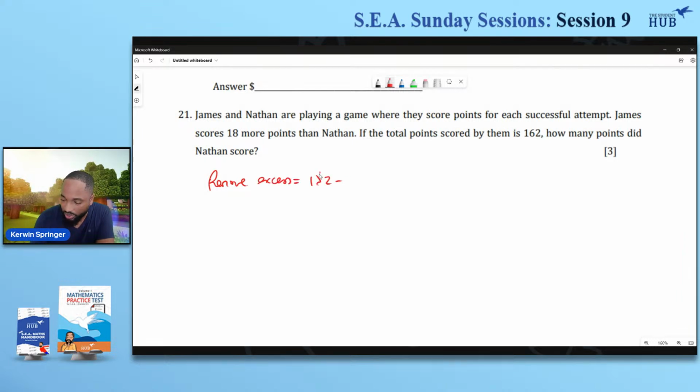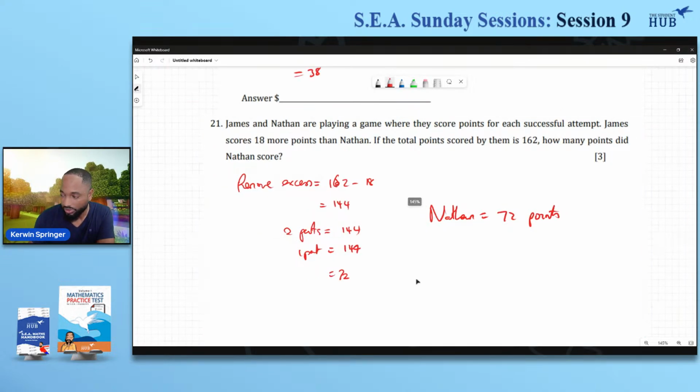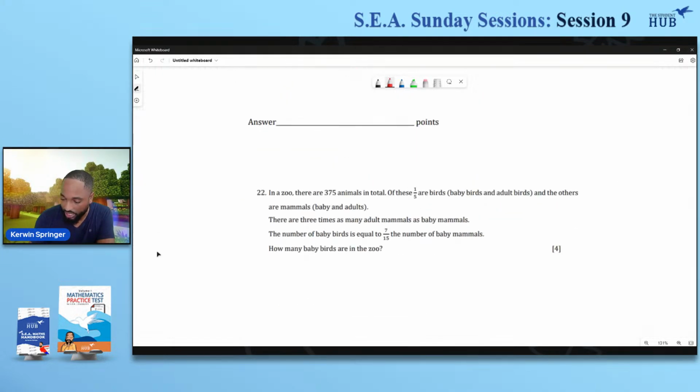This one is easy. 162 minus 18, I'll get 144. And this represents 2 parts. Both of them would have the same thing. So 2 parts would be equal to 144. For 1 part, 144 divided by 2 is 72. James scored 18 points more, so therefore Nathan scored 72 points. I raced through that one without a block diagram. See if you can draw the block diagram and get the same answer that I get.